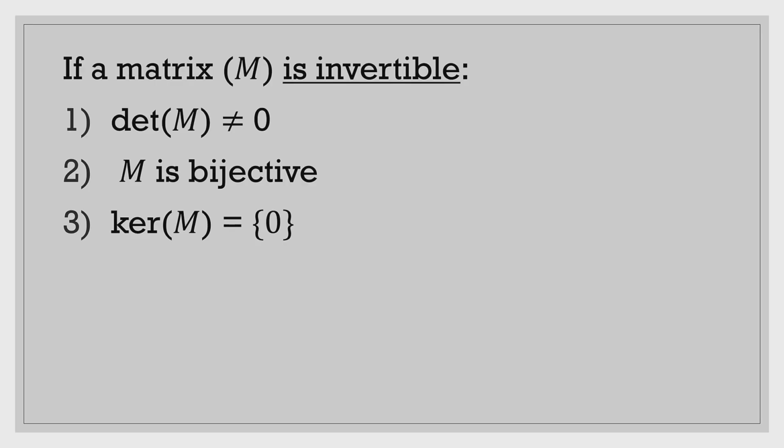So there's basically 3 things you're going to need to know. If a matrix M is invertible, the determinant of m does not equal 0. The second one, m is bijective, and you guys already know that before, because remember we said if a function is bijective, it's also invertible. And then the third one is the kernel of m is going to be equal to the 0 vector. But for our purposes, the one we're going to want to focus on is the determinant of m does not equal 0.